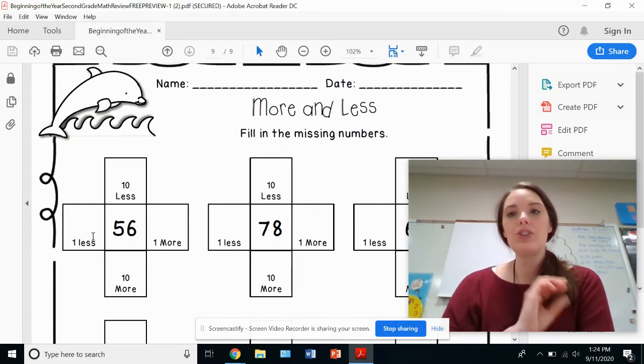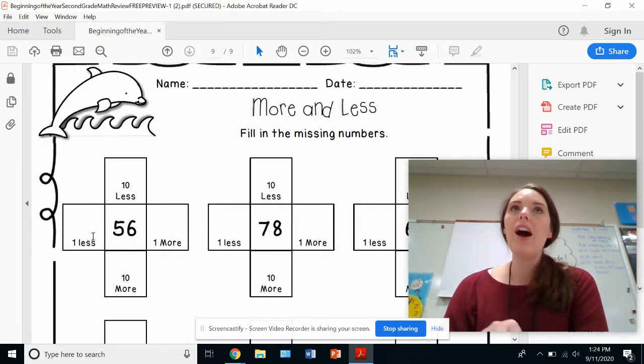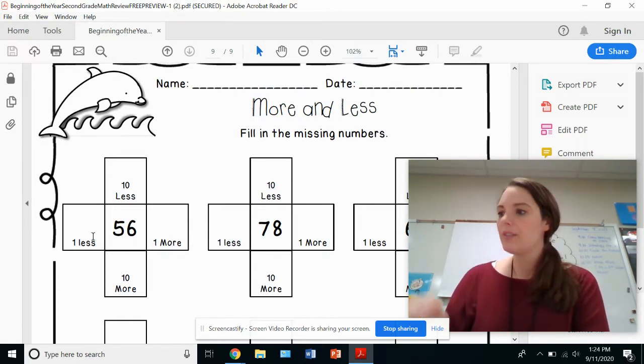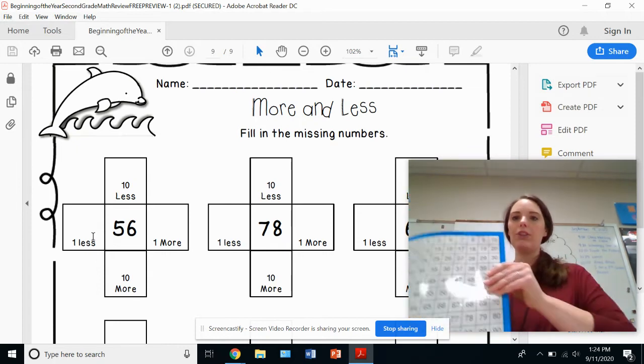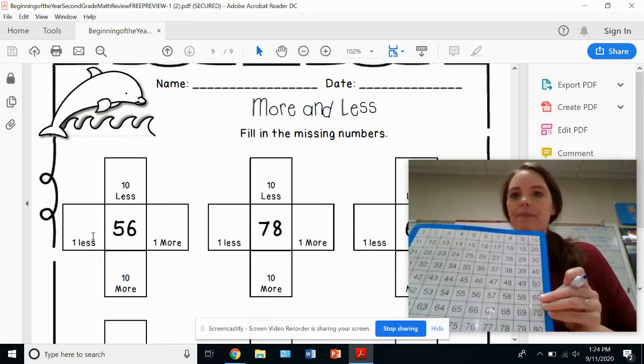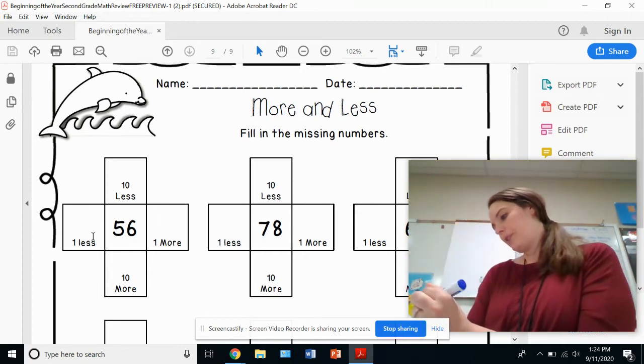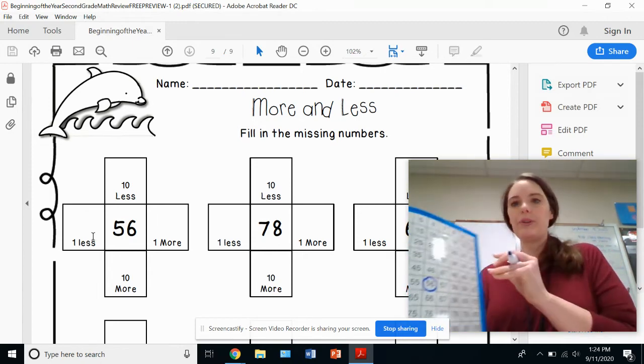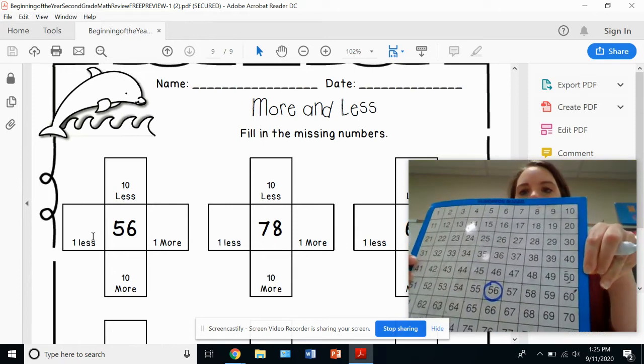Now, this shape reminds me a lot of the hundreds chart. So I found my hundreds chart. And I'm going to find the number 56. I'm going to circle it, so we can always remember where it is. So I circled 56. Okay.